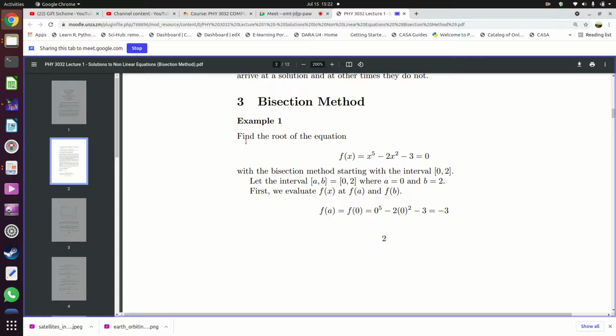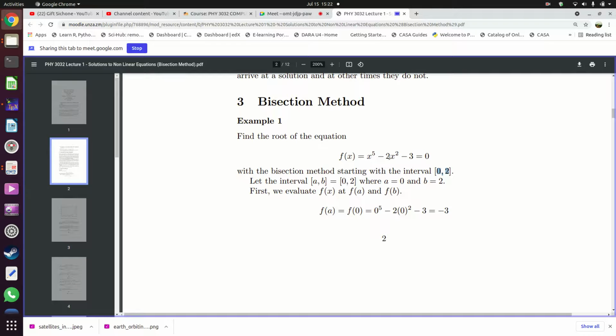Example number 1: find the root of the equation f(x) = x^5 - 2x^2 - 3 = 0. So basically, this function here is what you're looking for. And with the bisection method, we start in the interval [0, 2]. So this is the interval you're looking at.